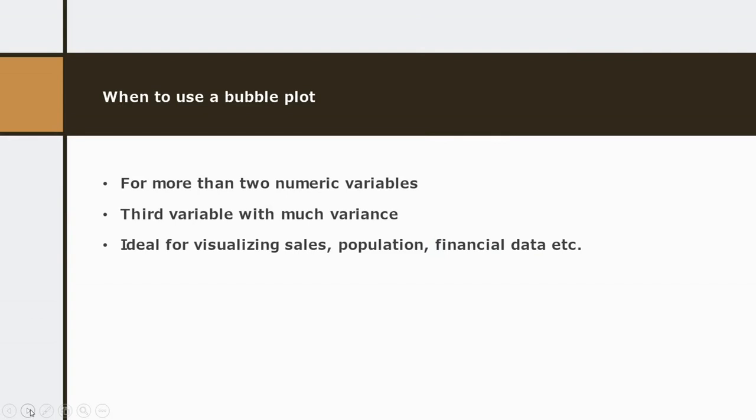There are some situations where it is suitable to use a bubble plot. When we are dealing with more than two numeric variables, that is 3 or 4 variables, a bubble plot gives a better result. When the third variable has much variance, if we plot the data as a bubble plot, we can distinguish the different sizes of the bubbles. And for visualization of sales, population and financial data, the bubble plot is mostly used.